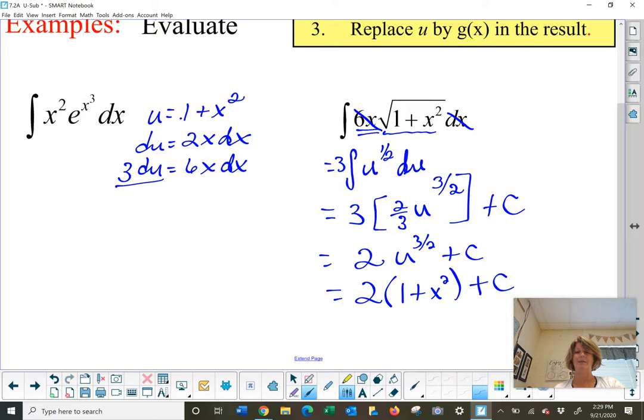I think I forgot something. I didn't like that. 3/2. I was doing the derivative in my head, and it's like, that's not enough. Yeah, I needed that 3/2. I missed that. Okay.